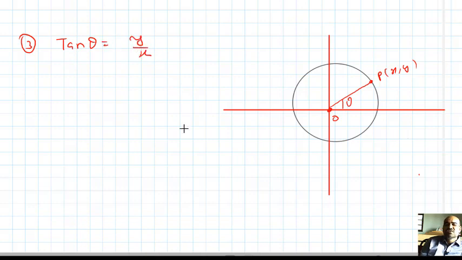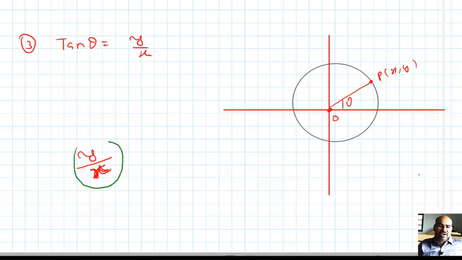Now I want to find the domain and range of the tan function. Observe, all of you. If y by x is not defined, it means tan theta is not defined. Now we want to identify for what values of x and y this fraction won't be defined. X equal to 0, this fraction won't be defined.